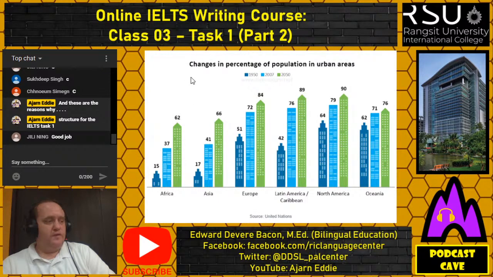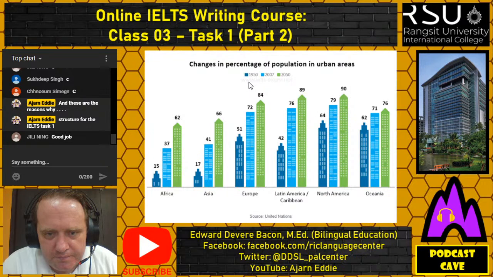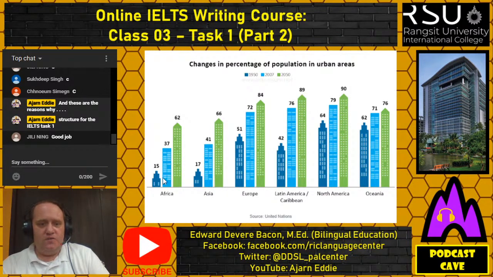So the title here says changes in percentage of population in urban areas. So urban means like a city. Okay. So they're talking about the changes in population. This is very interesting. It looks like it's separated by continents. You have Africa, Asia, Europe, Latin America, North America, and one last one here. Okay. So it looks like they're going by the years. The color of the building depicts the year. So it looks like darker blue is 1950. So let's look at Africa.